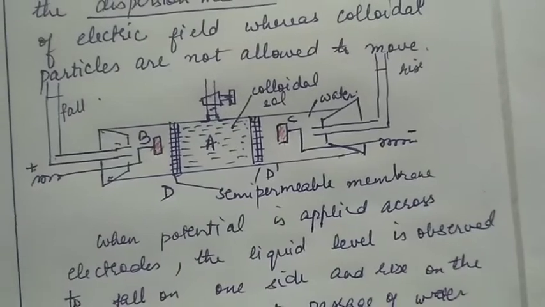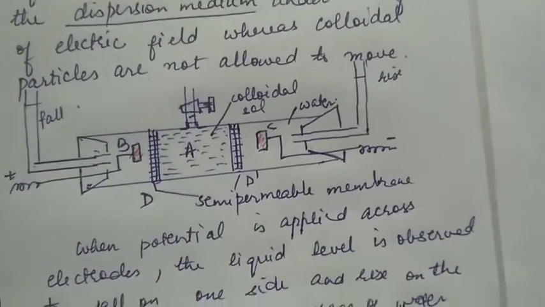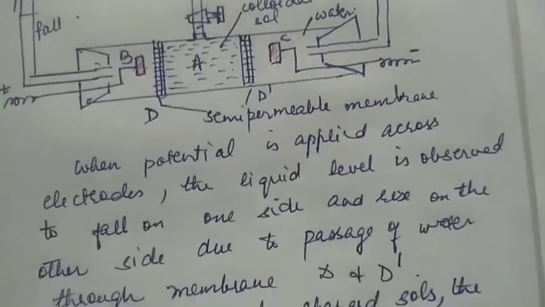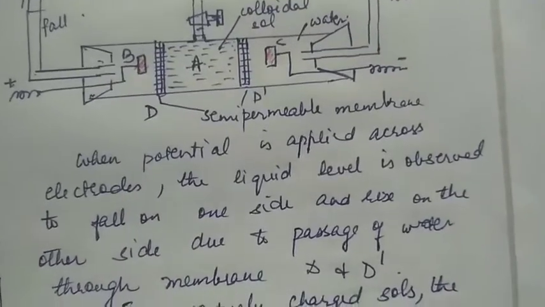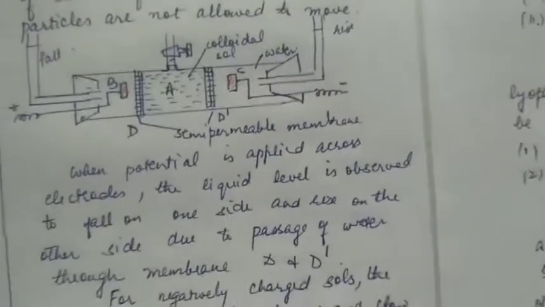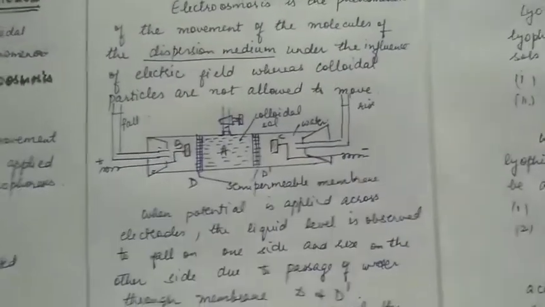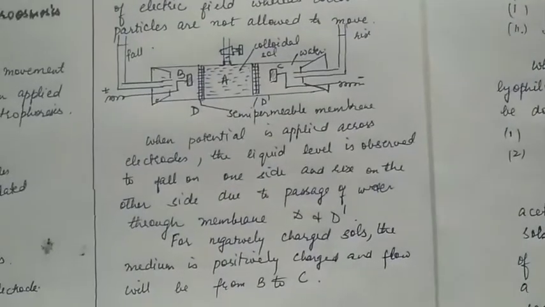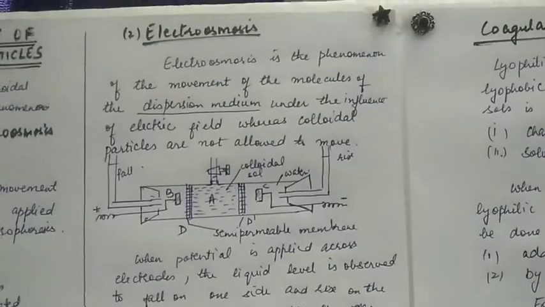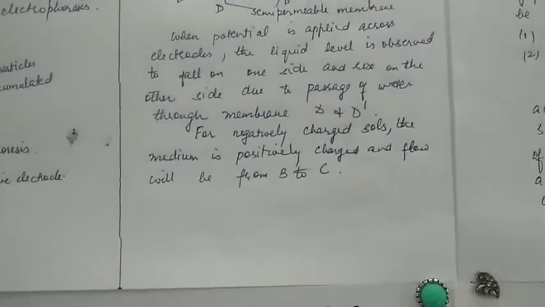The medium will move towards the negatively charged electrode through the semi-permeable membrane. So medium particles are moving towards the oppositely charged electrode, indicating that the sol is made up of negatively charged particles, and this phenomenon is called electro-osmosis.